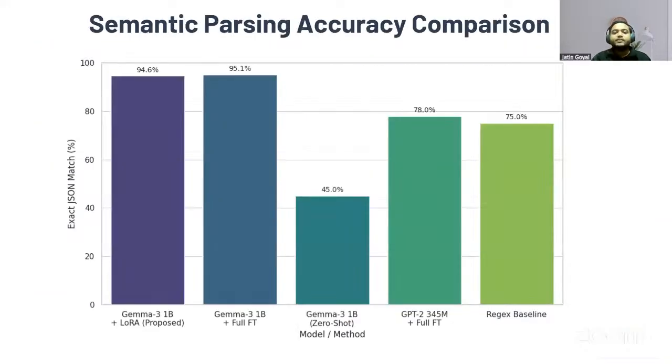This graph shows exact JSON match accuracy across different methods. The zero-shot Gemma model achieves only 45% accuracy, showing that task-specific adaptation is essential. A rule-based parser reaches about 75% but fails on linguistic diversity. A fully fine-tuned Gemma model reaches 95.1% accuracy. The LoRA-tuned model achieves 94.6% accuracy, which is nearly identical to the full fine-tuning model, while training only a small fraction of the parameters. This demonstrates the effectiveness of LoRA for structured semantic parsing.